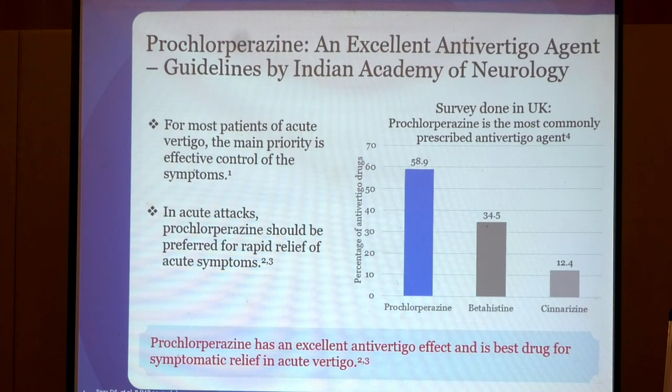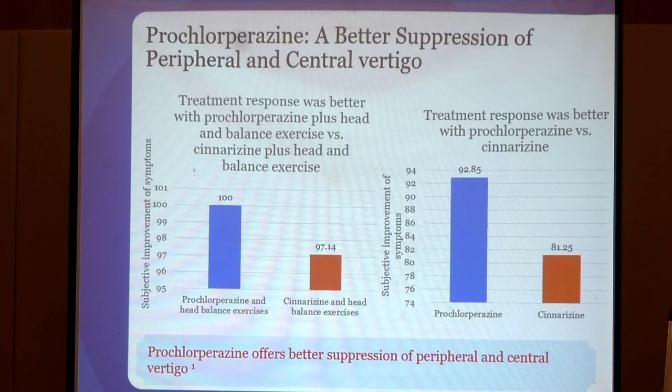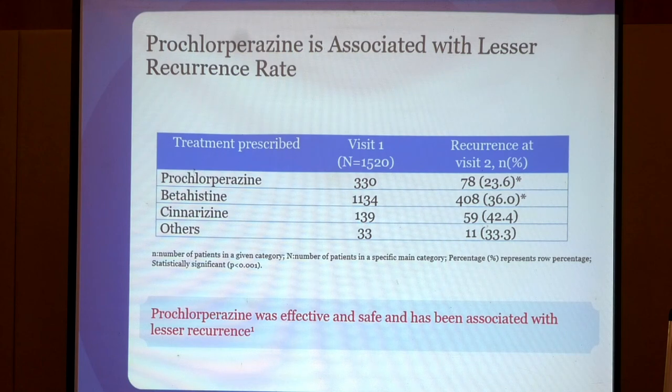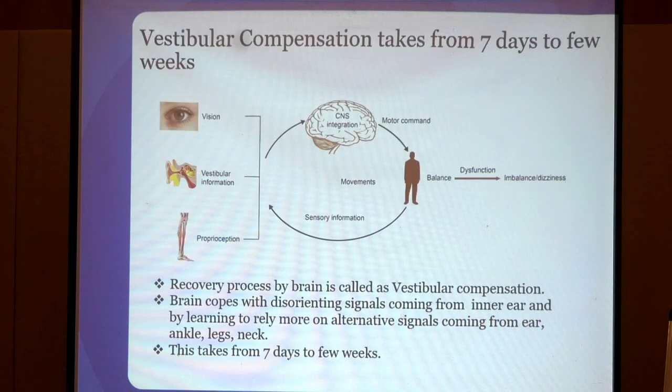So, these are the details of how prochlorperazine is compared to betahistine and cinnarizine in acute vertigo. Don't go into that. Prochlorperazine is better used in peripheral and central vertigo. It gives a better suppression of peripheral and central vertigo. So again, there is a comparison with betahistine, cinnarizine and others. The only thing is that it is effective, safe, and is associated with lesser recurrence.